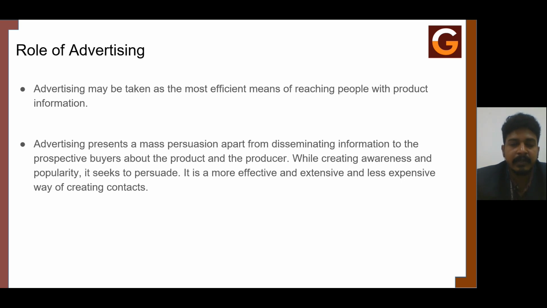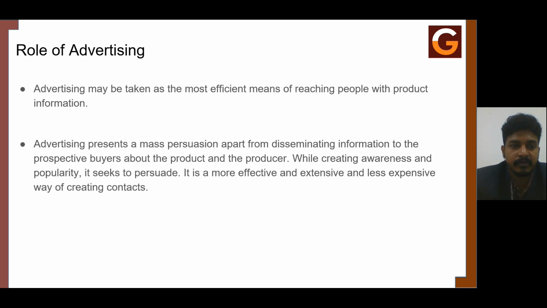I mean, you can't obviously reach everybody by going to each person's home, knocking on the door and trying to sell something, convincing them. But you have advertising which takes care of that aspect, trying to reach different people in different places through cheaper ways. Advertising presents a mass persuasion apart from disseminating information to the prospective buyers about the product and the producer. While creating awareness and popularity, it seeks to persuade.